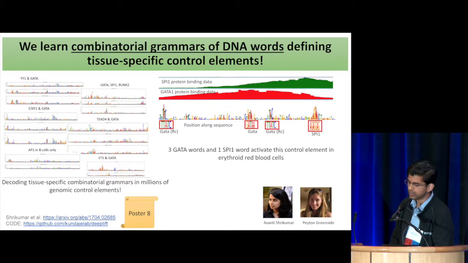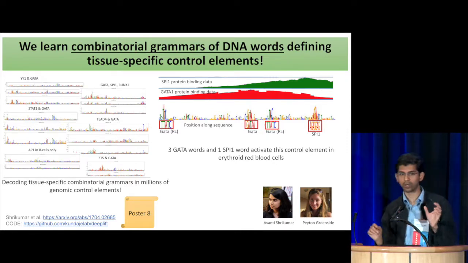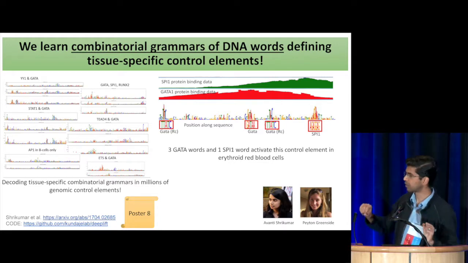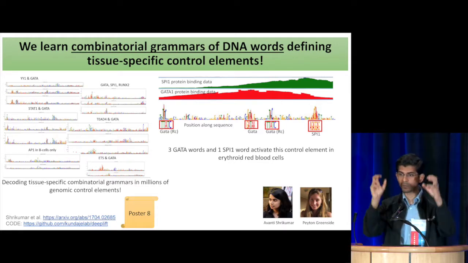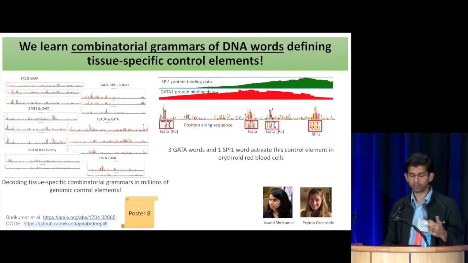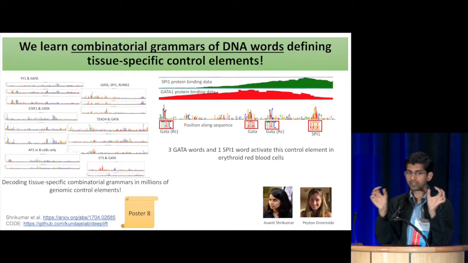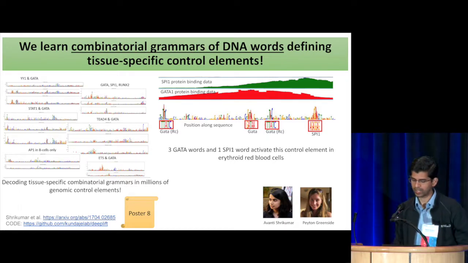So for example, we can take a specific sequence of a control element, and once we are able to backpropagate the importance scores at the level of individual letters, you can see in this long sequence, there are 4 words that really pop up. So this is an example of a combinatorial grammar. We have 3 instances of what's called a GATA word, and 1 instance of an SPI1 word. So it's these 2 proteins that come together and jointly activate this particular sequence. Okay? And we are able to do this for millions of different control elements in hundreds of cell types and tissues. So we're really able to decompose precisely these interesting genomic grammars that control gene activity.